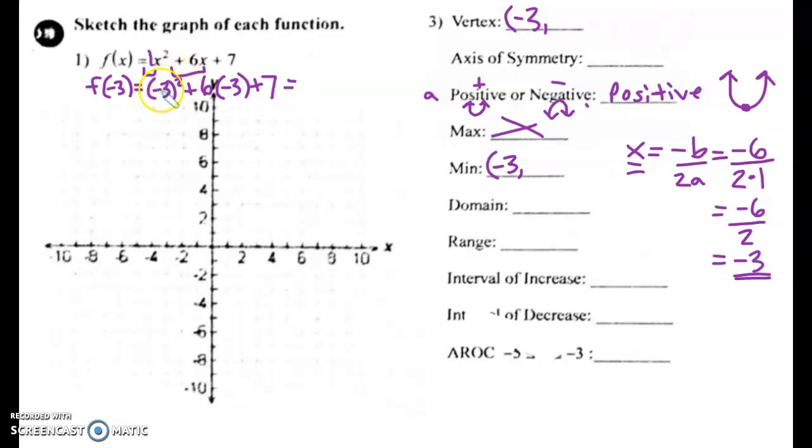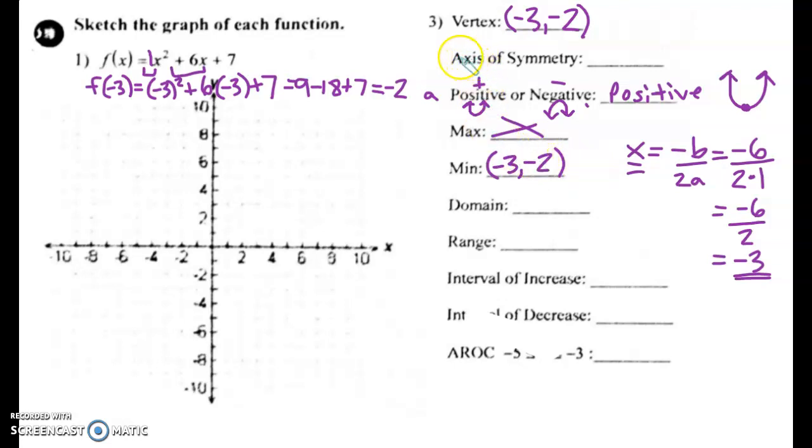So negative 3 times negative 3 is a positive 9. 6 times negative 3 is a negative 18. And then I have a plus 7. If you add and subtract left to right, 9 minus 18 is negative 9, and negative 9 plus 7 is negative 2. And that was my y value. So I can go and put in my y value to finish off my vertex point.